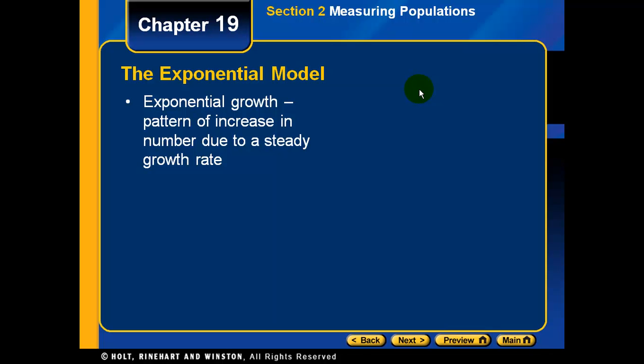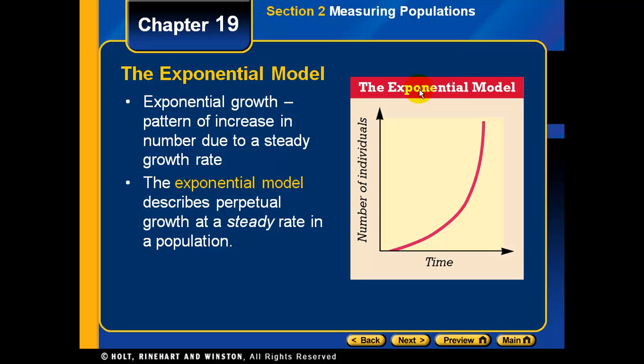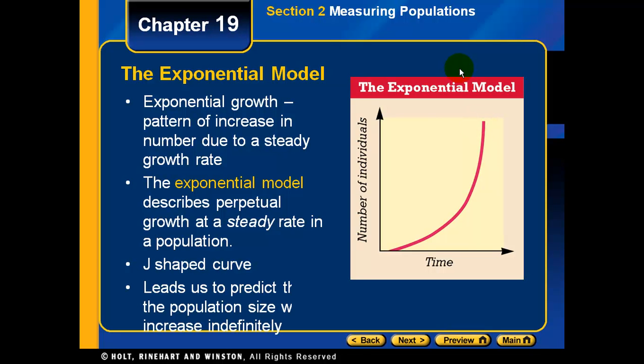One model that we look at when we study populations is the exponential model, which is exponential growth. Basically, the population is increasing in size and in number, and the growth rate is steady. The exponential model describes perpetual growth at a steady rate in a population. So the number of individuals is increasing over time in an exponential fashion. This graph represents the exponential model. We also call it the J-shaped curve because the curve is a J-shape. It leads us to predict that this population size will increase indefinitely.